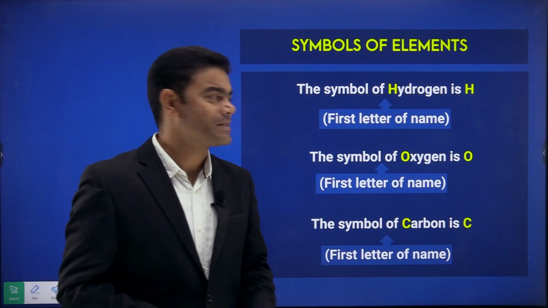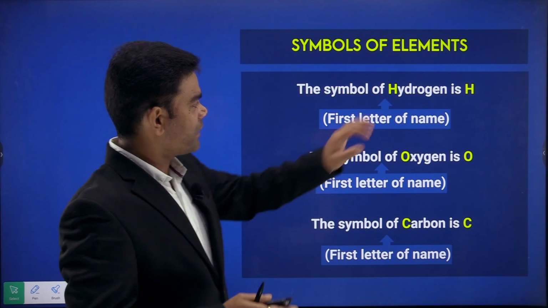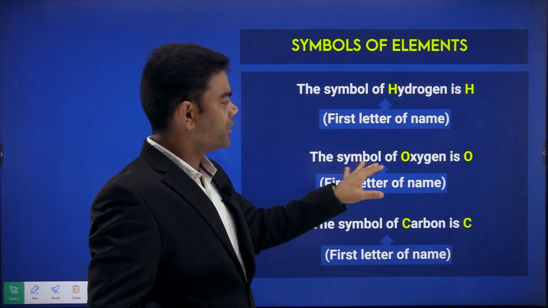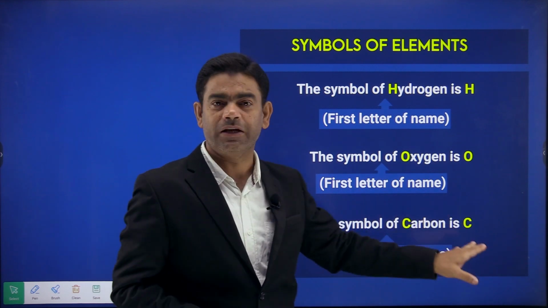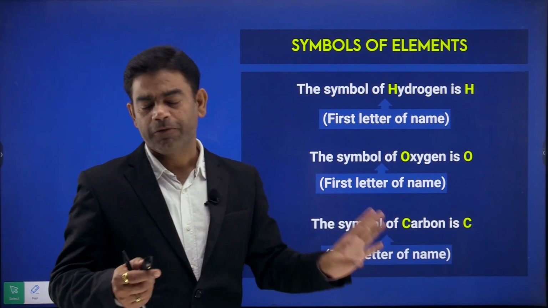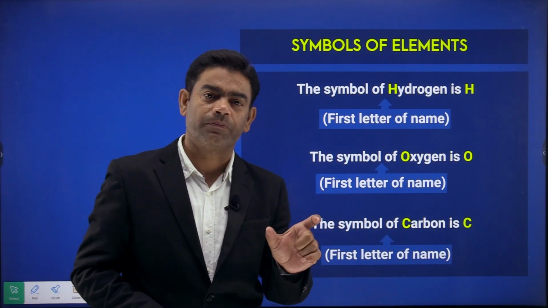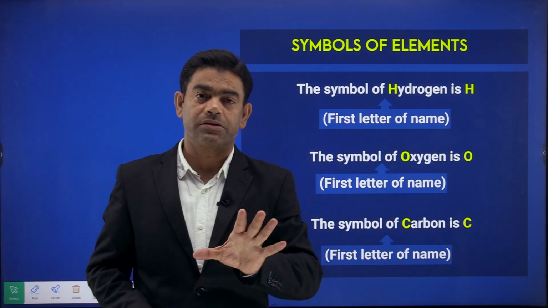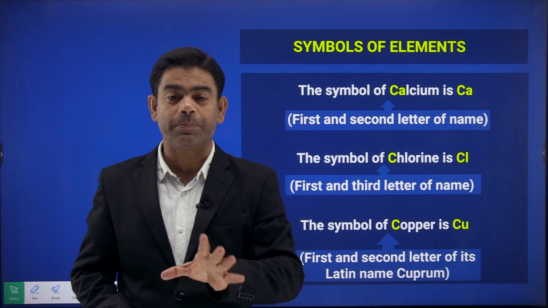Symbols like hydrogen, the first alphabet is H, so the symbol for hydrogen is H. Oxygen, O. Carbon, C. You can see here, we are using the first letter of the name. And when you write the symbol, we write it in capital letters. Remember this. We are going to use capital letters.